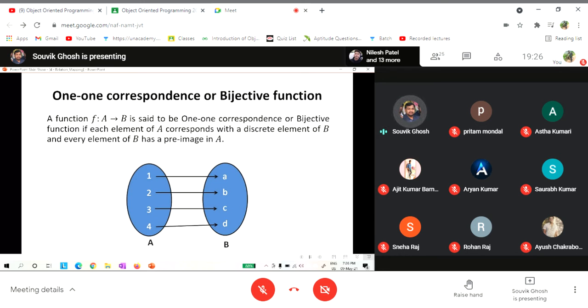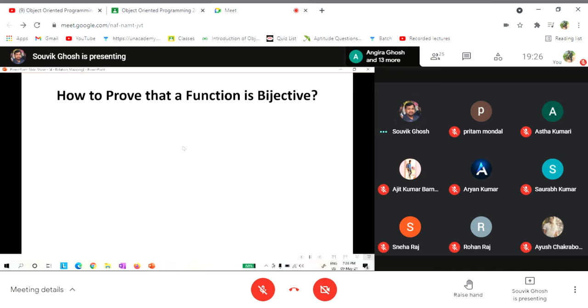Now we have one example with us. You can check the first condition, that is, if every element of A corresponds with a distinct element of B. You can see obviously 1, 2, 3, and 4 are the distinct elements in the set A, and they correspond with the elements A, B, C, and D, which are distinct in the set B also. So the first condition is satisfied, and the second condition is that every element of B has a pre-image. You can check that every element of B has a pre-image in the set A. So this is a bijective function or mapping.